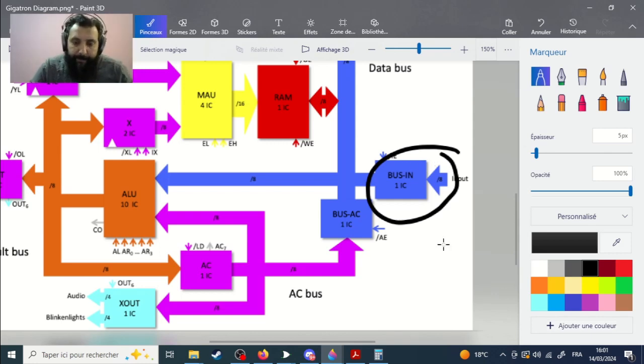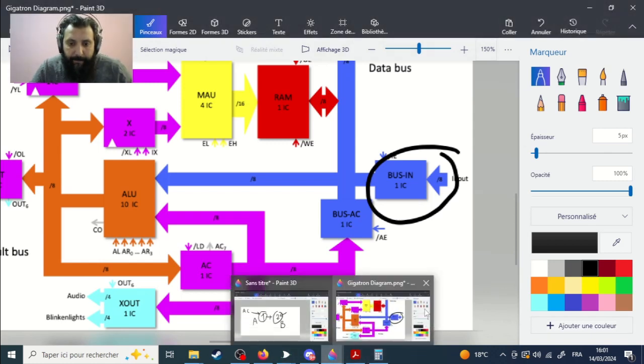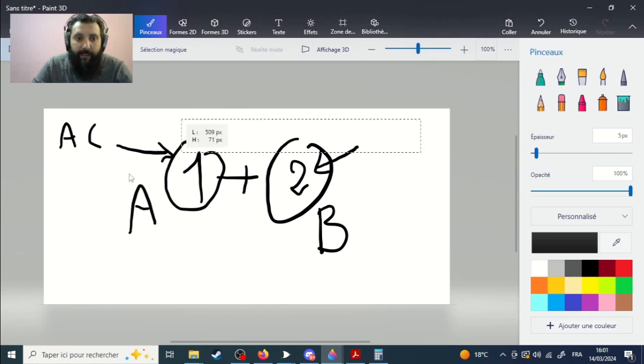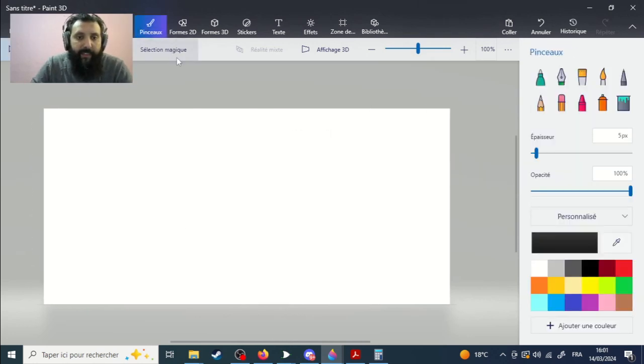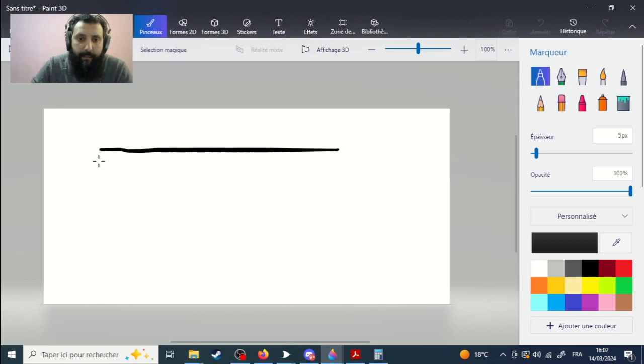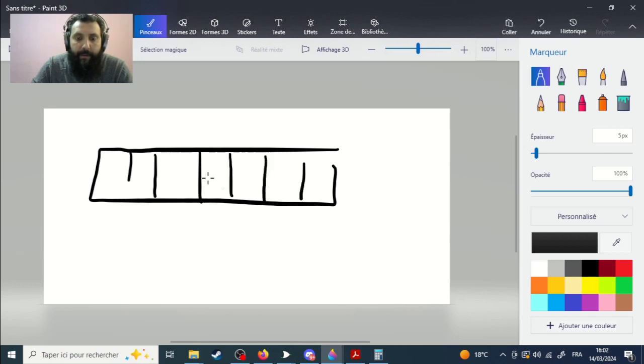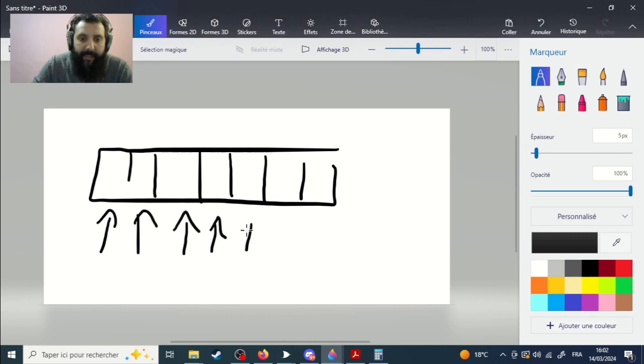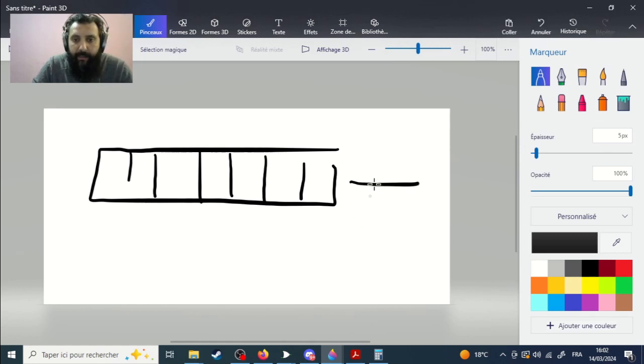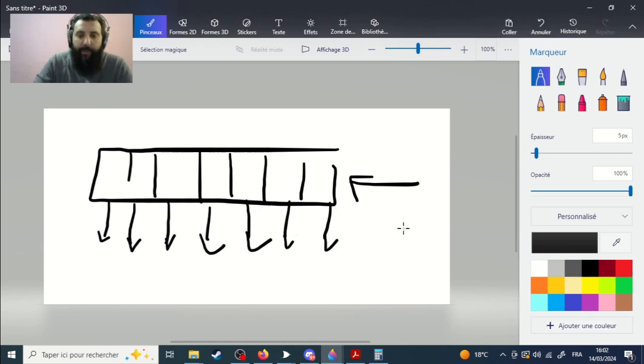If you remember what a shifter is: a shifter is a simple register that can get multiple bits in serial form and output them in parallel, like this. We call that a shifter. In my course, I explained what a shifter is. You have to see my course.